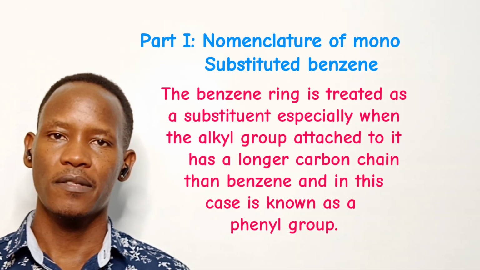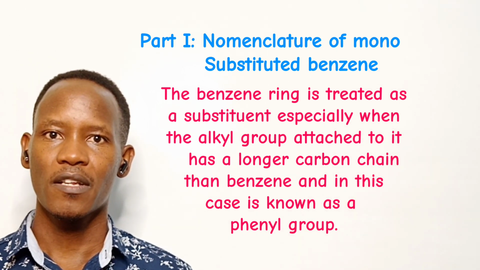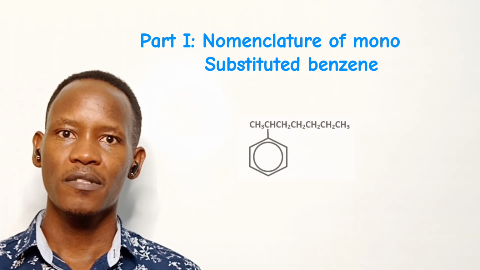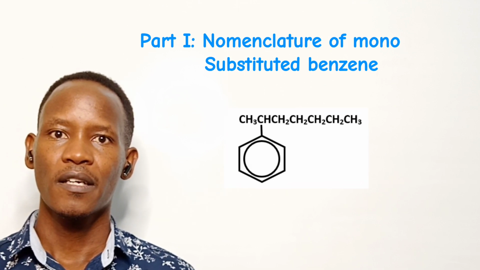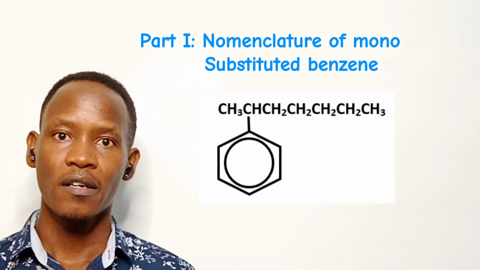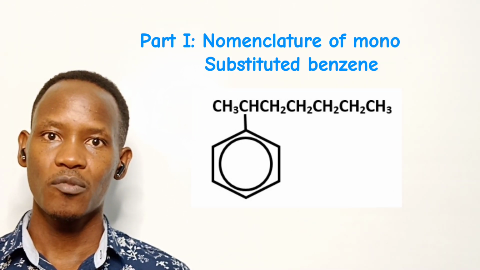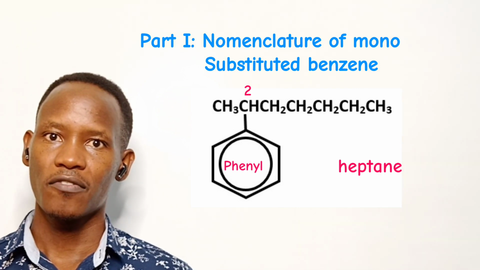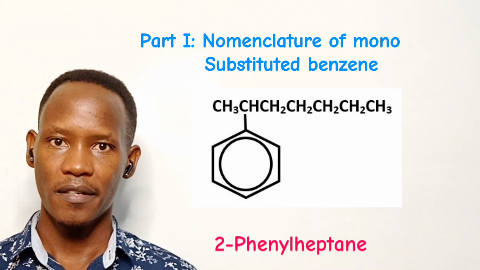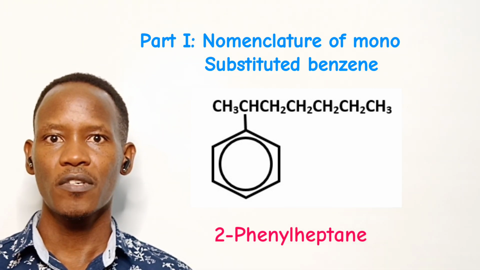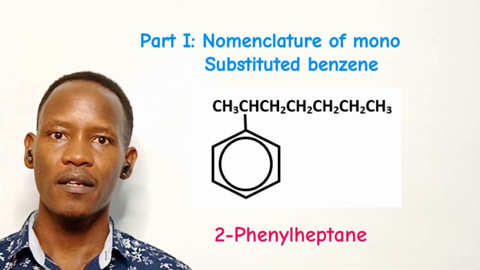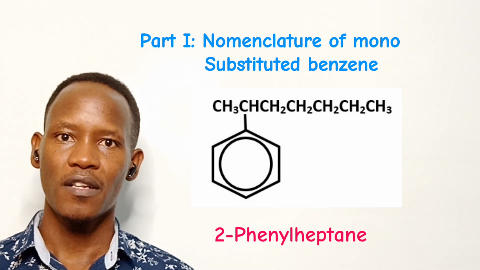Specific consideration is given to alkyl substituents attached to the benzene ring whose carbon chain is longer than the benzene ring. By this I mean having more than 6 carbon atoms, like in the example there. Now, to name such a compound, the benzene ring is treated as a substituent, and according to IUPAC, the specific name of a benzene substituent is phenyl, and therefore the name of this compound becomes 2-phenylheptane.